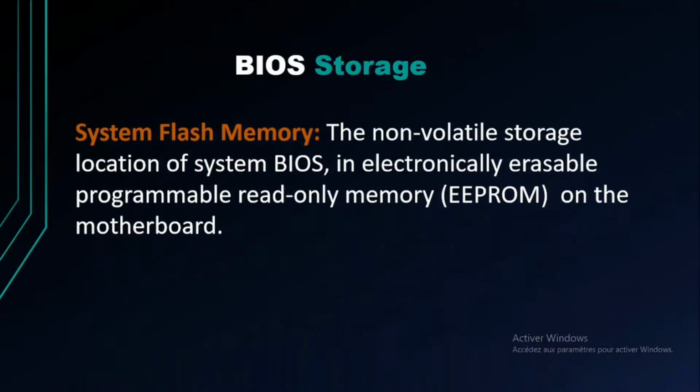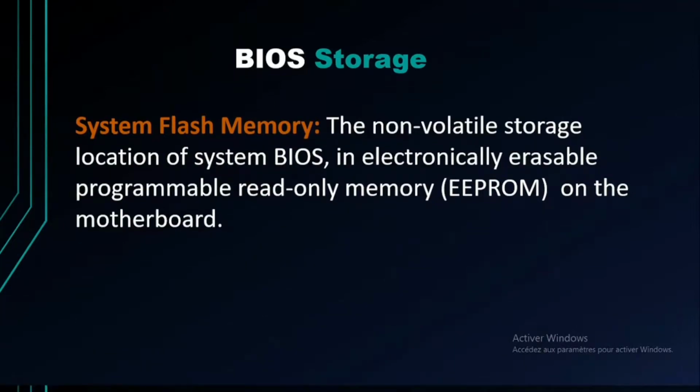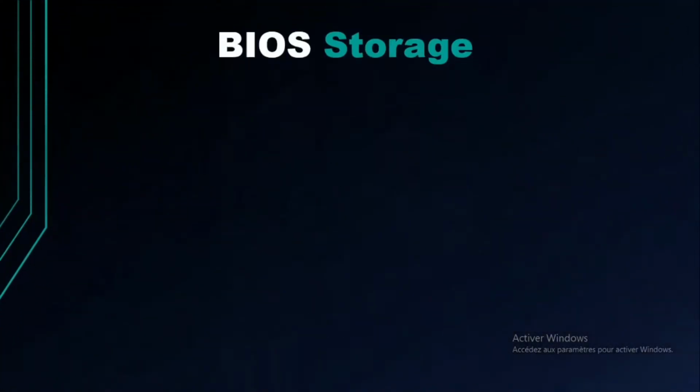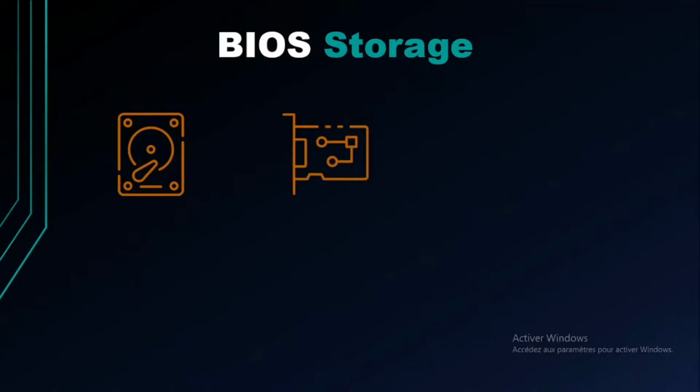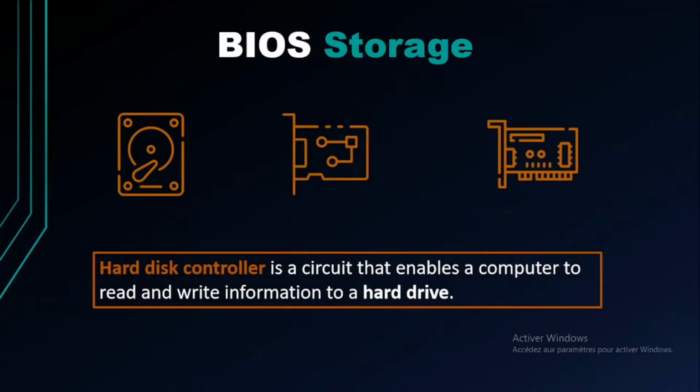The BIOS is stored in the system flash memory, a non-volatile storage location of the system BIOS, an electrically erasable programmable read-only memory on the motherboard. In addition to the motherboard, a given computer system can have BIOS at several other different locations. BIOS can be found on hard drive controllers, video cards, and network cards. A hard drive controller is a circuit that enables a computer to read and write information to a hard drive.